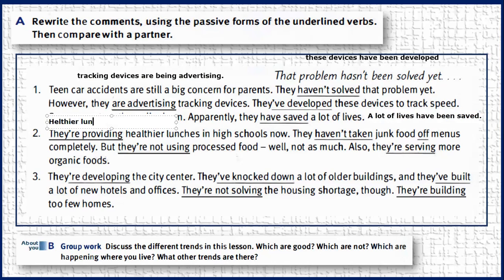Healthier lunches are being provided in high schools. Very good. Provided. In high schools. Excellent. Yes, are being provided. Remember, we don't use providing because that's with present continuous. But for the passive voice, we use the participle after being. Okay. Good job.